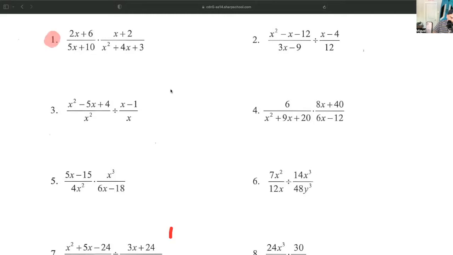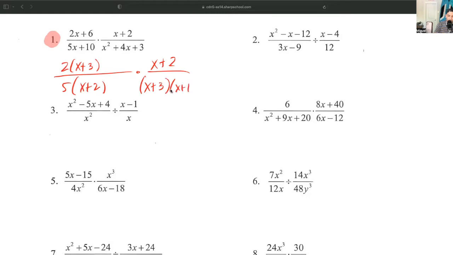So let's go ahead and talk about number one. For number one, let's see what we can simplify. That 2x plus 6 can become a 2 times x plus 3. I factored out a 2 from there. The bottom, I can factor out a 5, and this becomes 5 times x plus 2 times the x plus 2. There's not much we can do with that. But on the bottom, that x squared plus 4x plus 3 can simplify to x plus 3 times x plus 1. So obviously, if you're doing rational expressions, you have to be well versed in your factoring of quadratics and factoring of higher level polynomials. But for the most part, if you know your quadratics, I think you'll be in good hands.